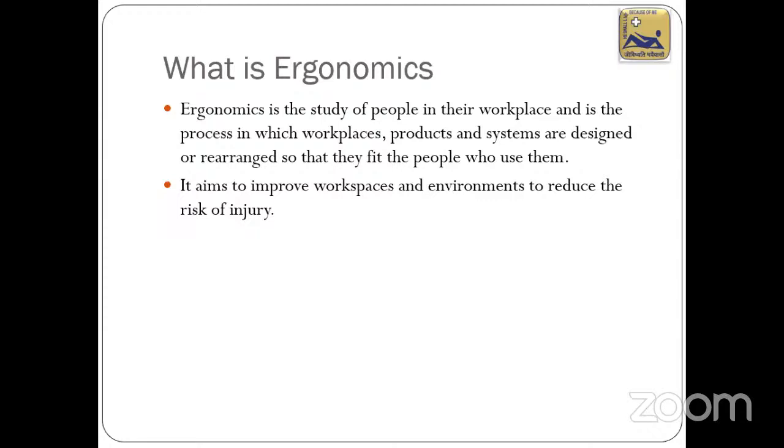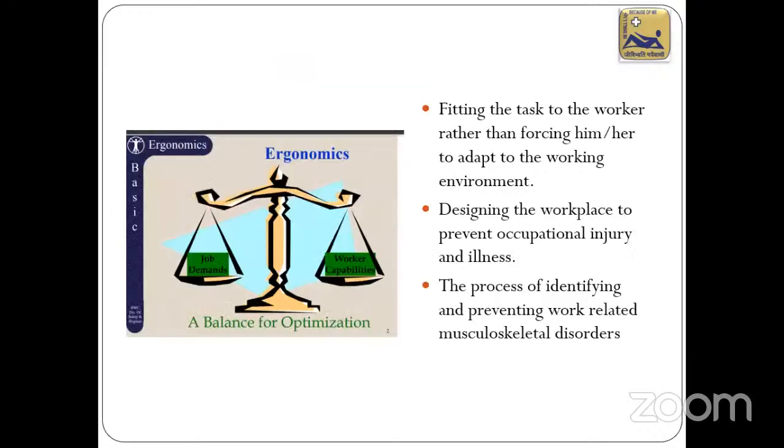The position which they maintain when they work matters a lot. When you're looking into ergonomics, we know exactly how the individual should position themselves when doing their work, so that the risk of injury can be prevented. Next slide. So we need to balance the job demands as well as the worker capabilities. Mainly, a balance for optimization is needed in ergonomics.